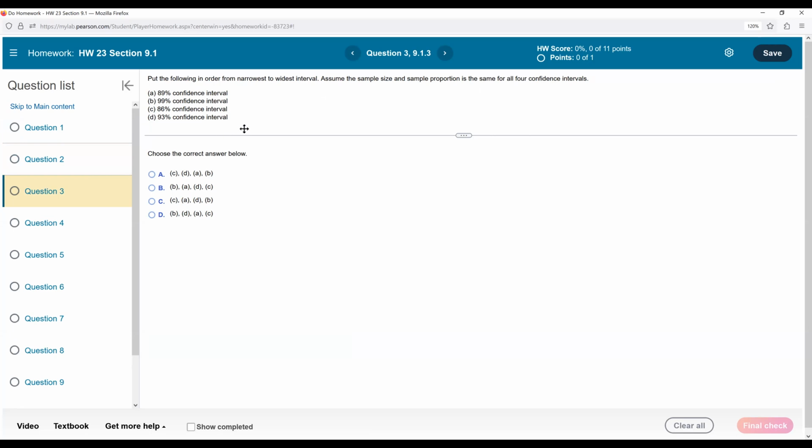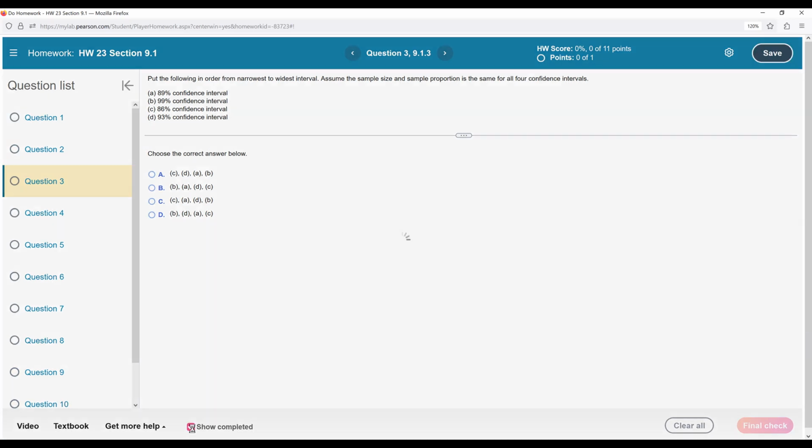Yeah, here we just gotta look at the formulas and see how that changes. To put the following in order from narrowest to widest interval. Show the answer.